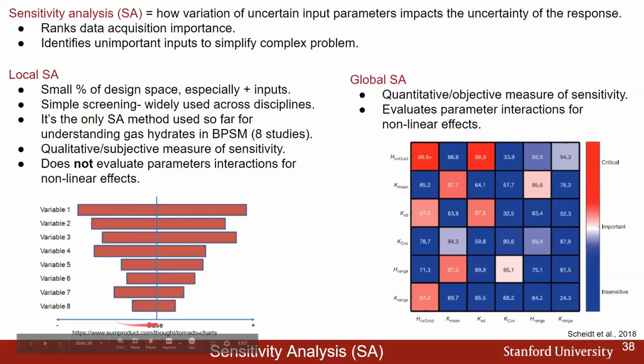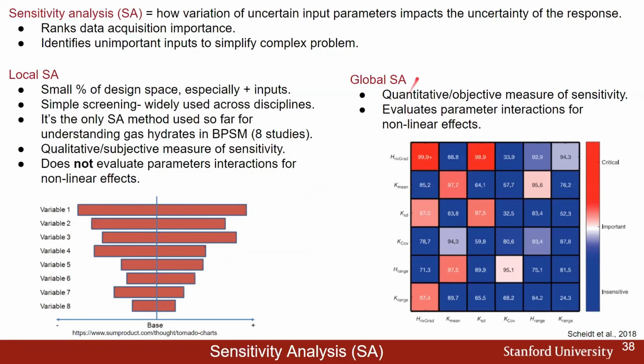Here's an example of a local sensitivity analysis output where you have a tornado plot comparing different input variables and a base case output here and how it increases and decreases, this variable 1 being the most sensitive.